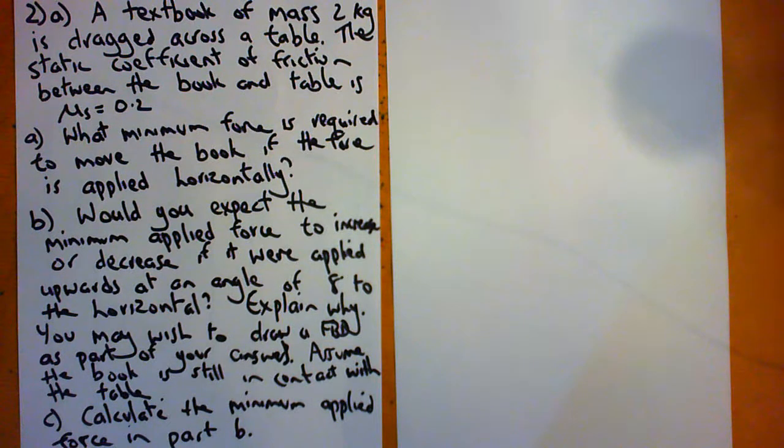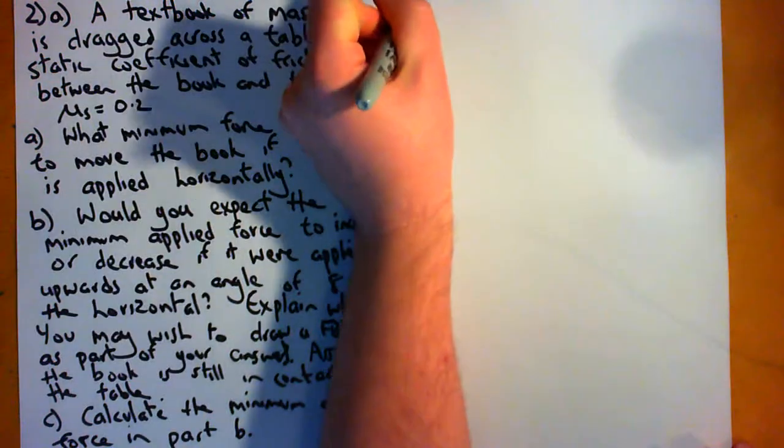A textbook of mass 2 kilograms is dragged across a table. The static coefficient of friction between the book and table is μs equals 0.2. Now, what minimum force is required to move the book if the force is applied horizontally?